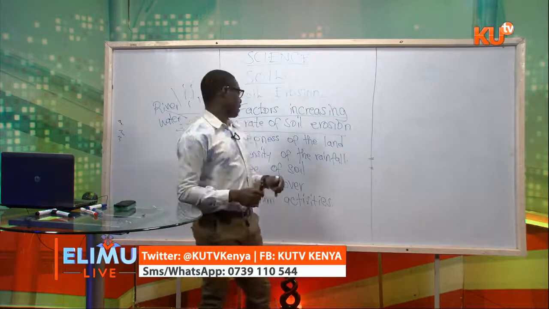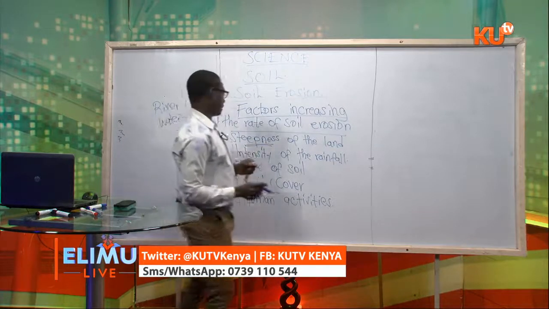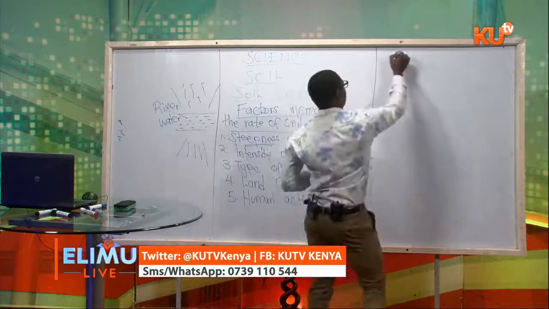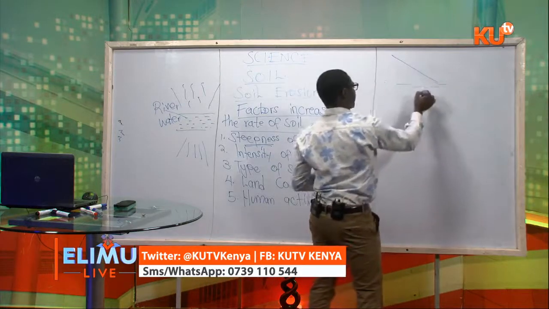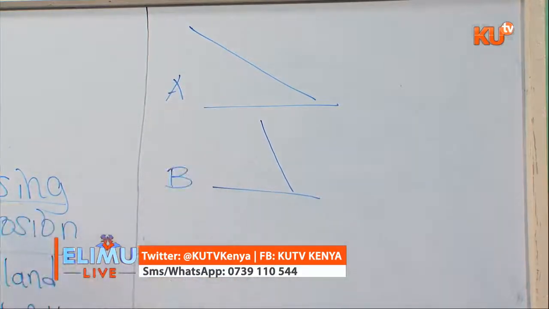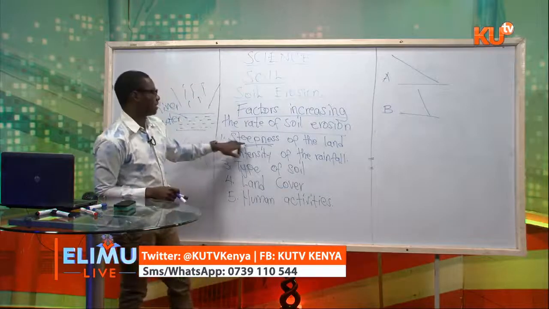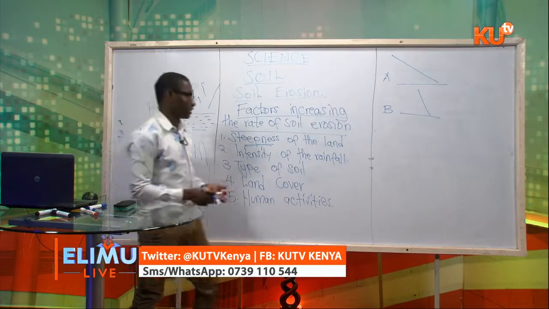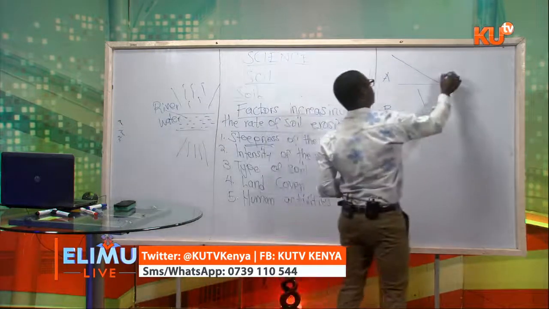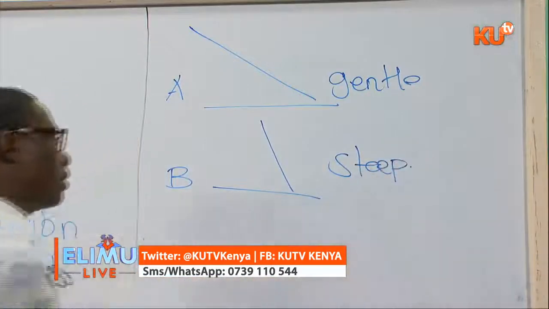So when we refer to steepness of the land, this means, if the first land, this is the gradient of the first land, and the second land, this is the gradient of the second land. Now, when I talk about steepness, I mean how intense is the slope. So if the slope is so intense, we call it very steep. But if it's not, then it is not so steep. So this one we can call it gentle, and this one you can call it steep. So a steep slope and a gentle slope.